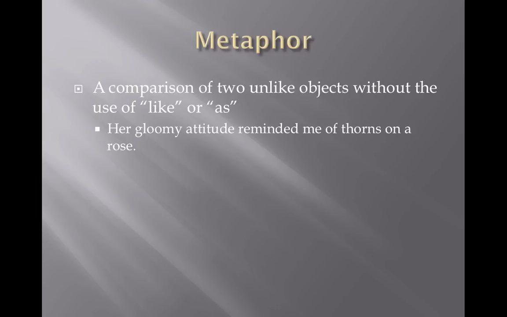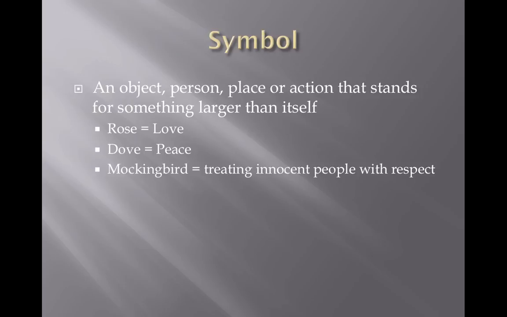Now, a metaphor is like a simile in that it compares two unlike objects, but we don't use like or as. So basically, a simile and a metaphor, the exact same thing, except a simile uses like or as. A metaphor does not. So her gloomy attitude reminded me of thorns on a rose. So we're comparing the attitude with thorns, two very unlike things. Now, you could very easily turn this into a simile. Her gloomy attitude was like thorns on a rose. So very similar ideas.